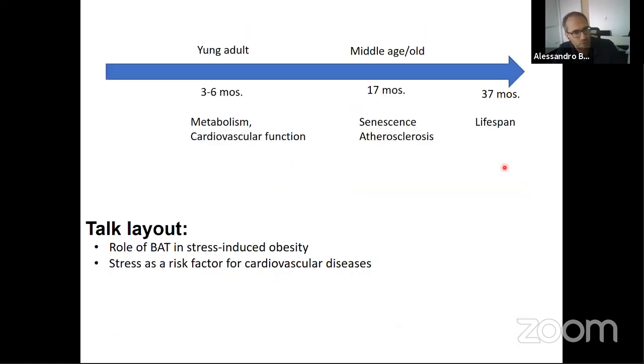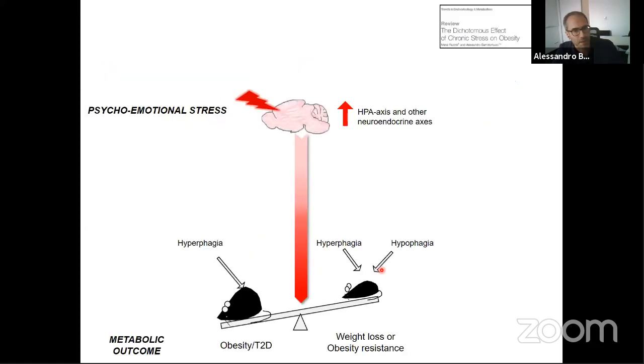And so what I would like to discuss with you today is really two aspects that we've been investigating. One has to do with the role of the brown adipose tissue, or in any case, the impact of stress on obesity, and the second, stress as a risk factor for cardiovascular diseases. Let's start with the metabolism, obesity, brown adipose tissue first.